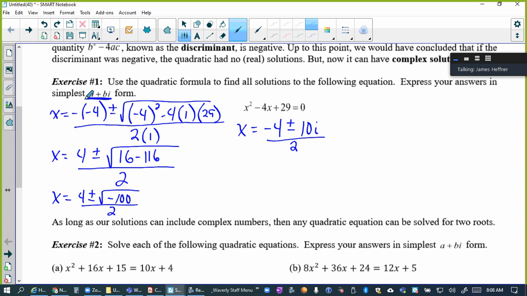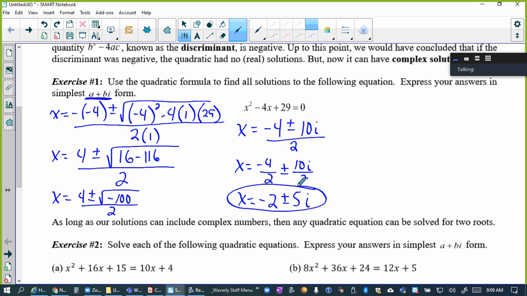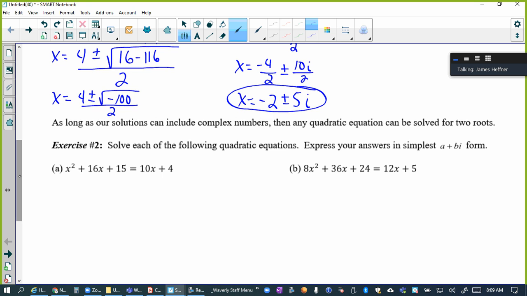So we just need to split it up into 2 fractions, right? So x equals -4 over 2 plus or minus 10i over 2, right? And what does that give us? x equals -2 plus or minus 5i, right? And that is an a plus bi form. Does anybody have any questions on that? Okay, so you know how to use a quadratic formula. We're now just integrating it with the square roots of negatives and complex numbers, okay?